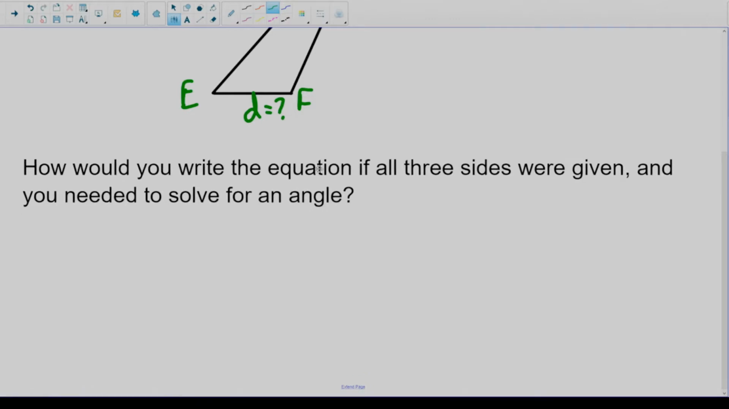The next case we're going to look at is what happens if you're looking for an angle. What I'd like to do is concentrate on the algebra of isolating the angle in the cosine law. And then we're going to talk about the actual example that's coming up next.